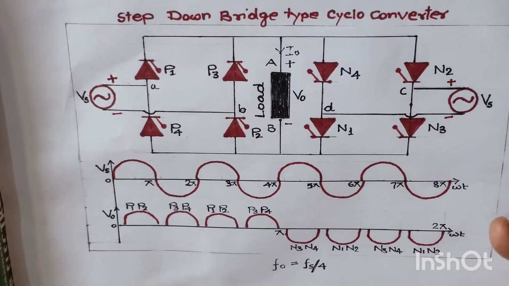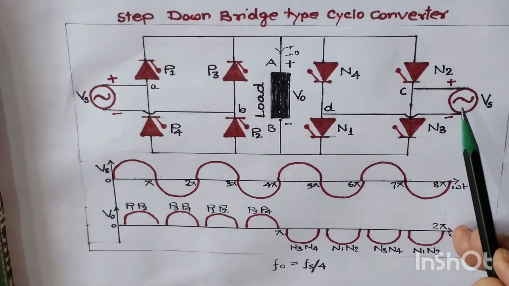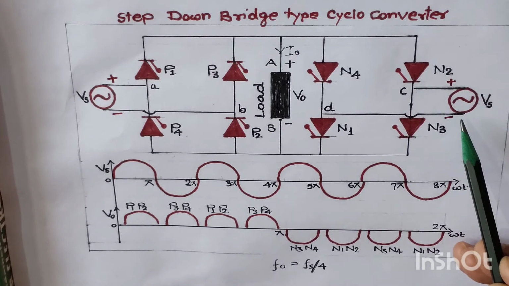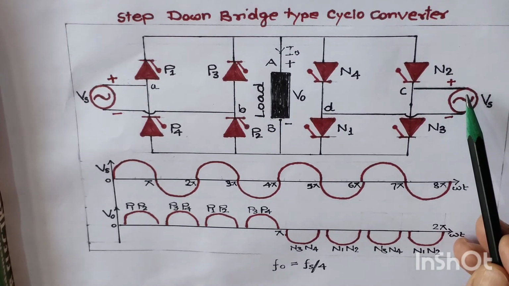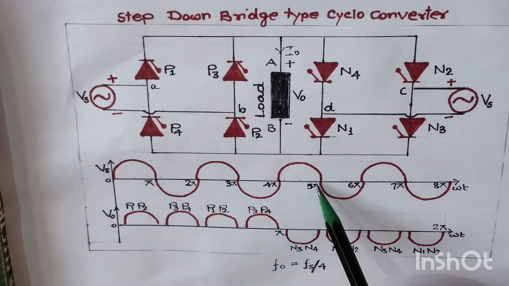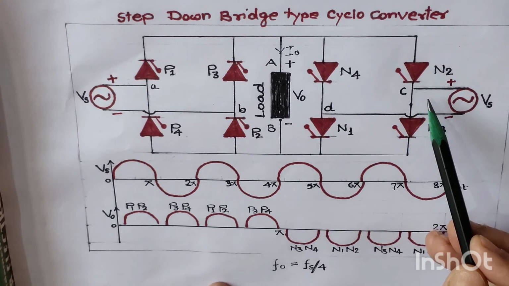So let us complete the circuit, that once we have a positive cycle, that is between angle 4 pi to 5 pi, how will the thyristors conduct?